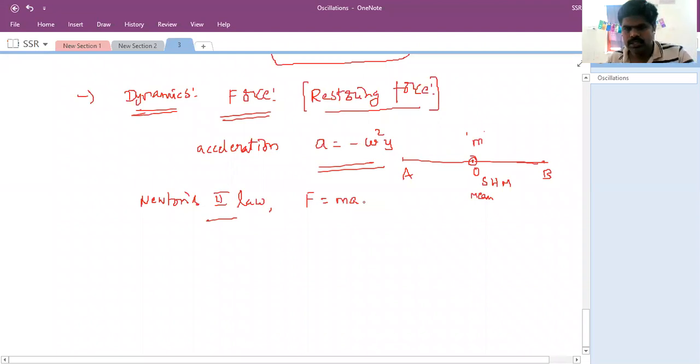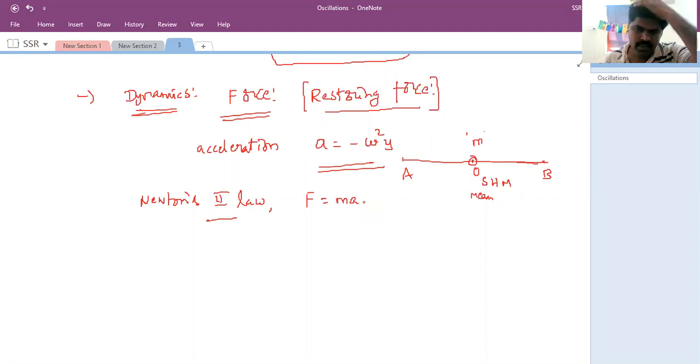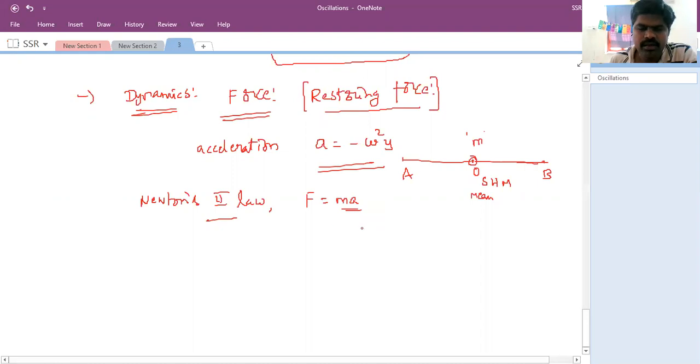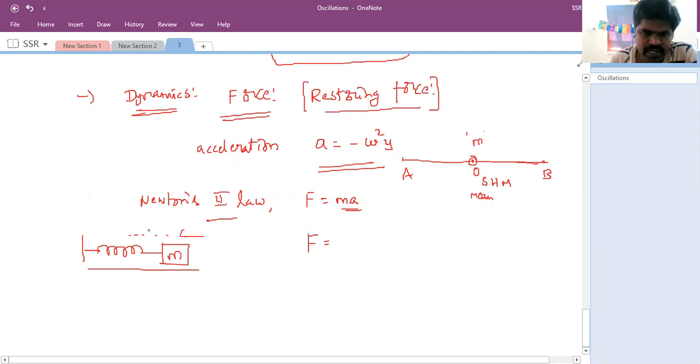For any motion, simple harmonic motion or any motion, there should be a force. That force F net is equal to ma. That force is actually a restoring force. How to understand that force is a restoring force? We can observe an example of a spring block system. This is the block of mass m. This is the spring. If you give a push, it will compress by displacement y. Let us say actually x, but we have used the y symbol because vertically I have taken y.